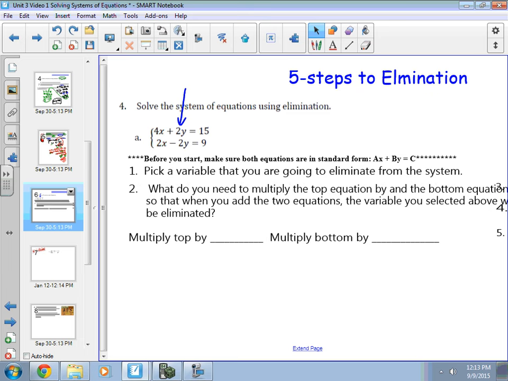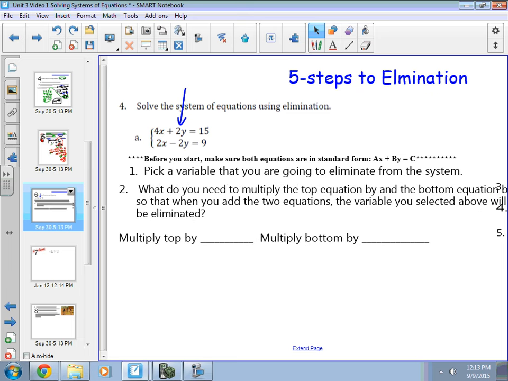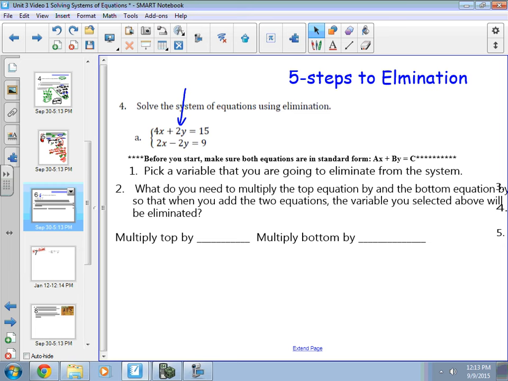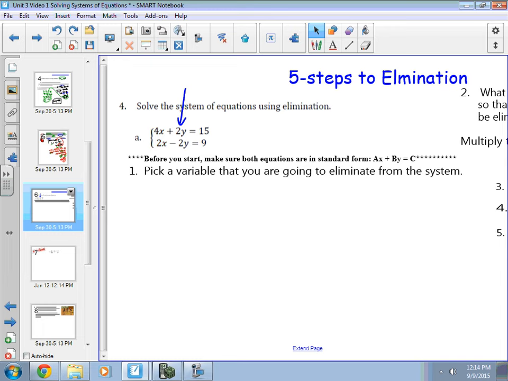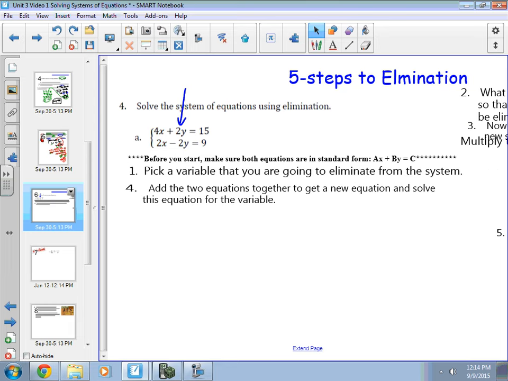Next step, what do you need to multiply by on the bottom equation and top equation so that the two equations are the same? This step we'll come back to. We won't need it in this problem because we already have the right number there. So we can skip this one for now. Okay, step 3. Now multiply both equations. Again, we aren't doing the multiply step now, so we'll come back to that. Step 4, add the two equations together.